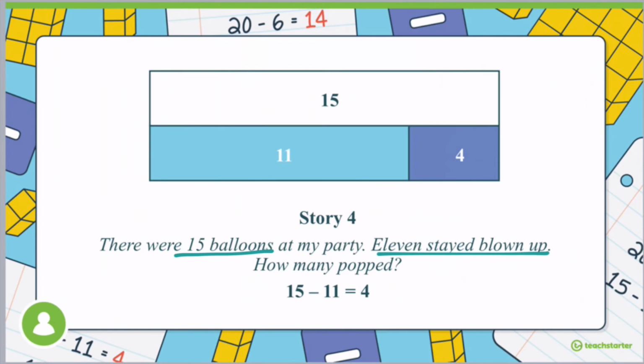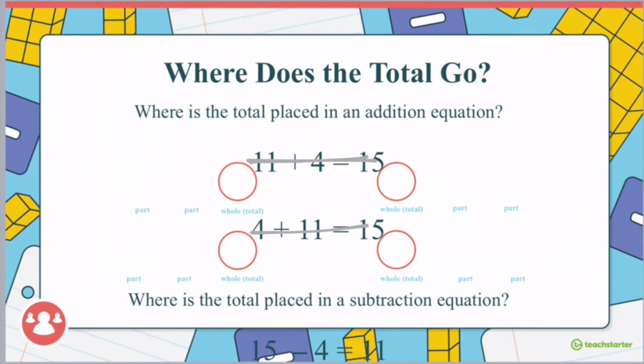And our last story, there were 15 balloons at my party. 11 stayed blown up. How many popped? We've got 15 in total. Take away the 11 that are blown up. And so we're looking for how many are popped in the end.